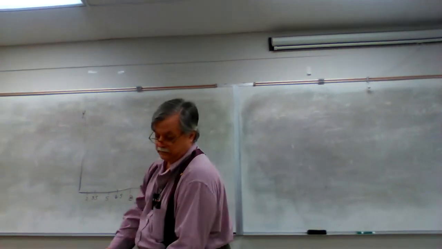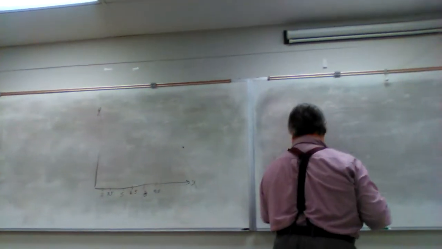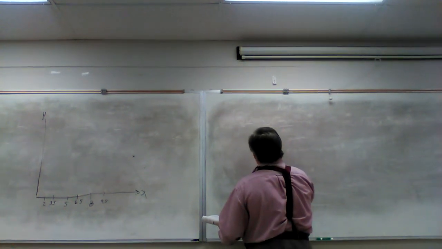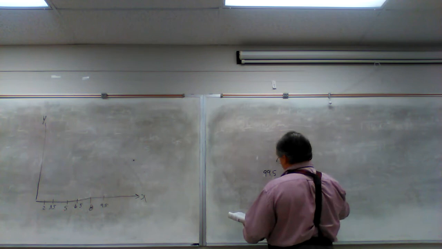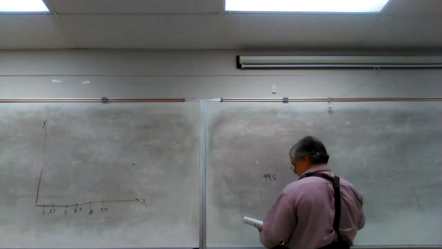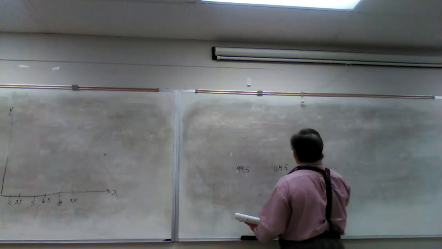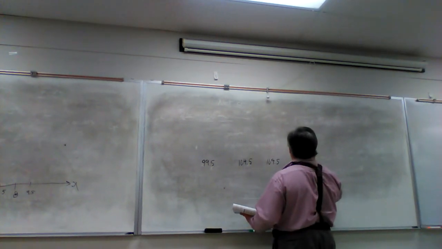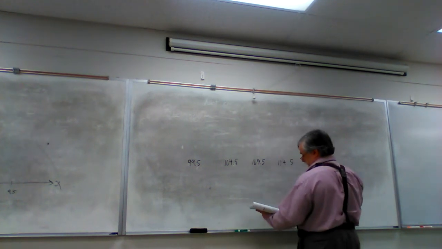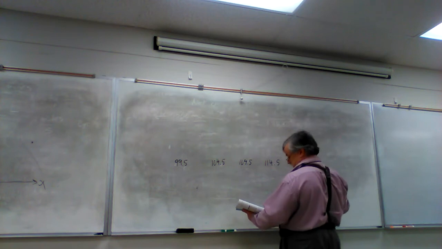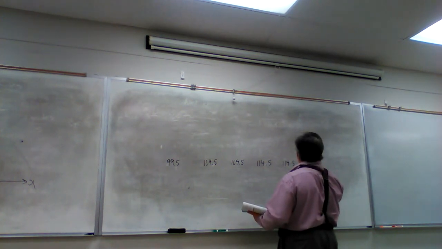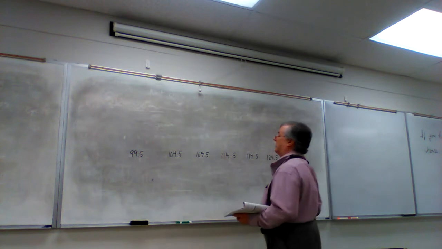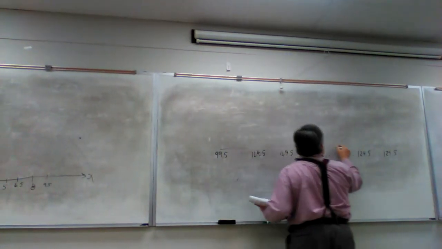That means we're going to get the book up here so I don't have to keep walking back. 99.5, 104.5, 109.5, 114.5, 119.5, 124.5, and 129.5. Those are our class boundaries.